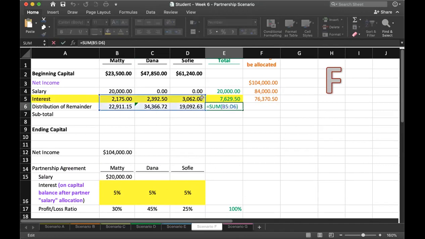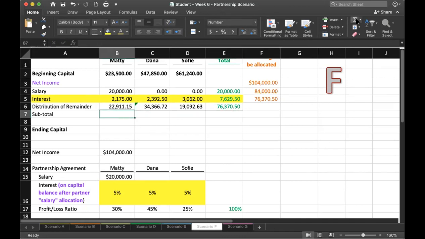Oh, I know what I see. This is the problem right here. Okay, so there we go. What I had was, for some reason, I was adding up the numbers that were in the other column. Okay, so E6 here is just the summation of the distribution of this $76,370 remainder.